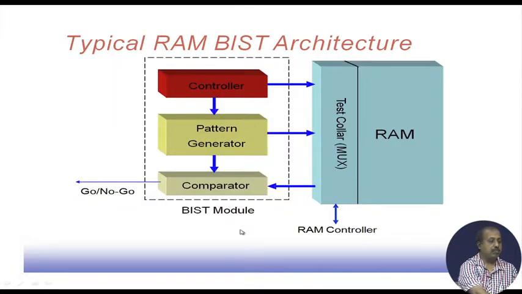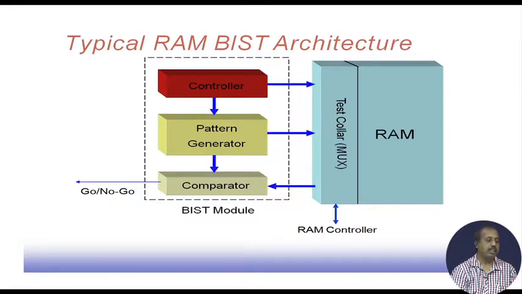This diagram shows a typical architecture of RAM BIST. So, this is the RAM. It has a test controller, basically some multiplexers, so that it can get the address and data lines from the BIST module, as well as get address and data lines from the processor for normal operation of the RAM.